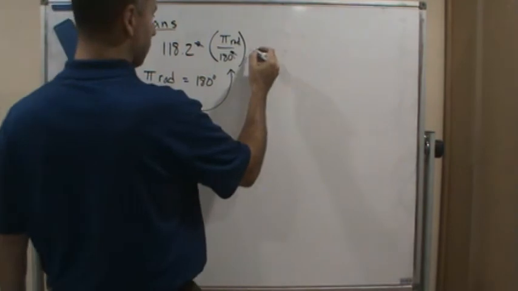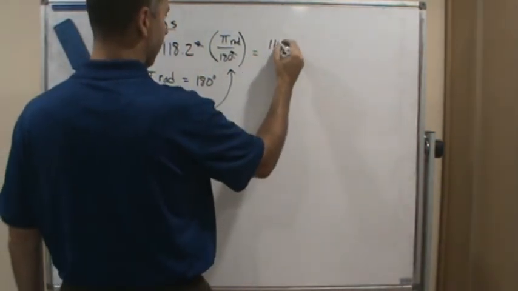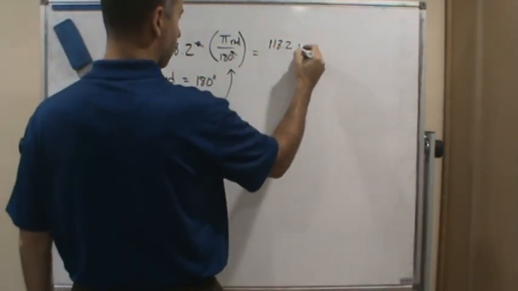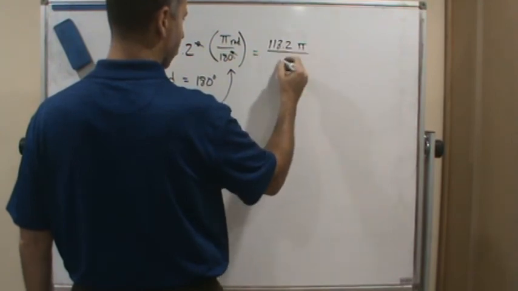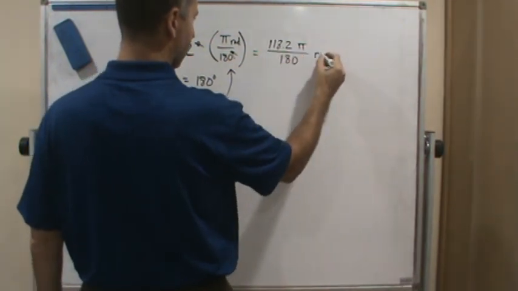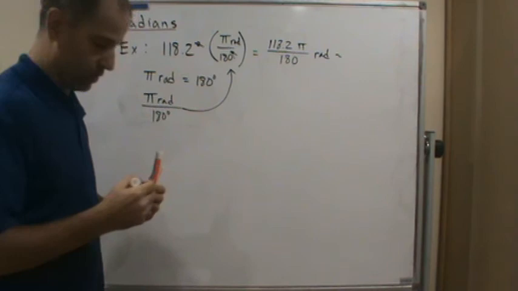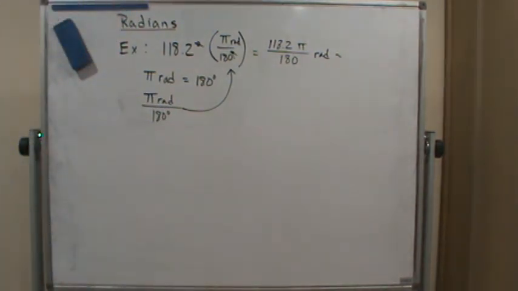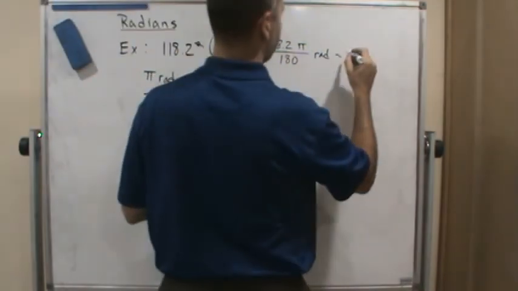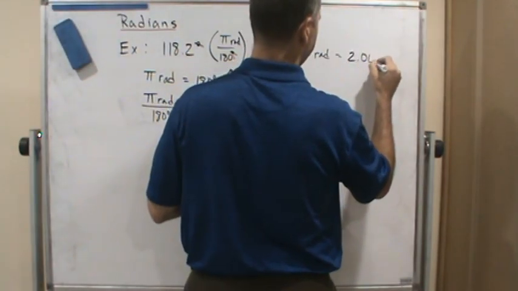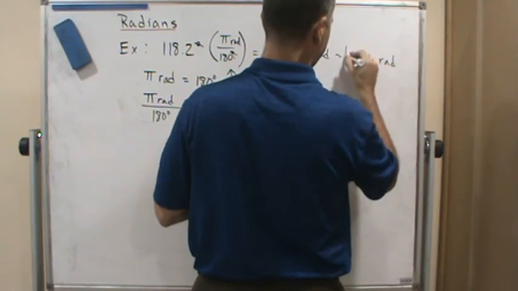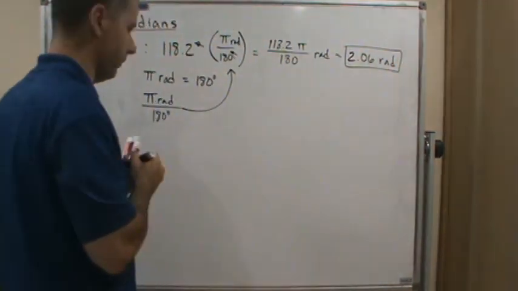And so now I just multiply. So it's going to be 118.2 times pi over 180 radians. And then of course you just put this in your calculator and simplify, or round. And so in this case we're going to get 2.06 radians. And that's the answer.